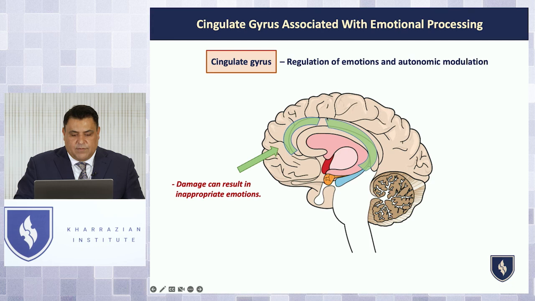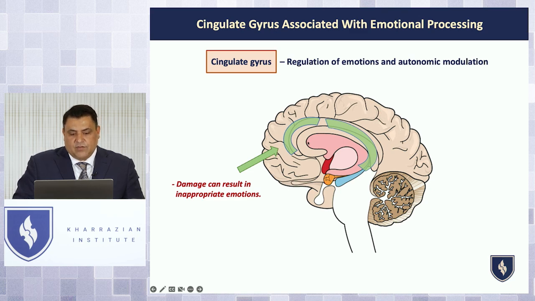So information from the cingulate area goes right into the hypothalamus area, and these hypothalamic pathways then activate the pituitary, and that helps regulate the endocrine functions that are involved with emotions. So regulation of emotions, autonomic functions, endocrine functions, these are all involved with the cingulate.